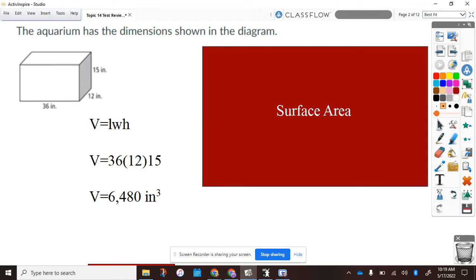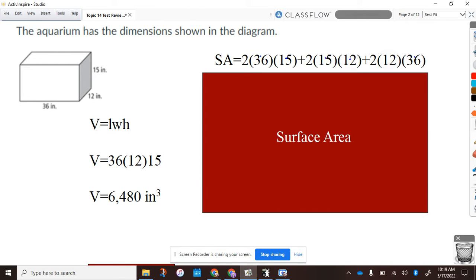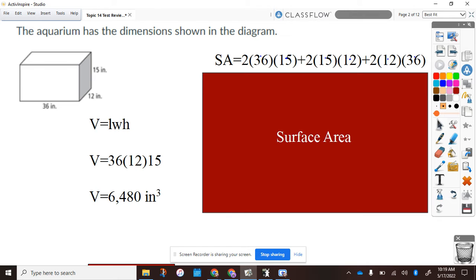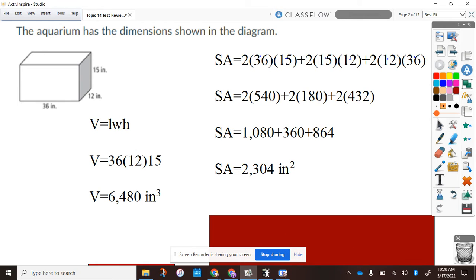Surface area, we've got a formula. It's on the back wall close to the bottom: 2 times length times width, 2 times length times height, 2 times width times height. Okay, y'all want to know a secret? It doesn't matter which one you decide is length or width or height, as long as you plug them all in only twice. So we've got 36 there and there, 15 there and there, 12 there and there. As long as you've only got 2 of each one, it should be all good. We multiply all of that out and add it all up, and our surface area is 2,304. All right, there's your two numbers for this one, volume and surface area.